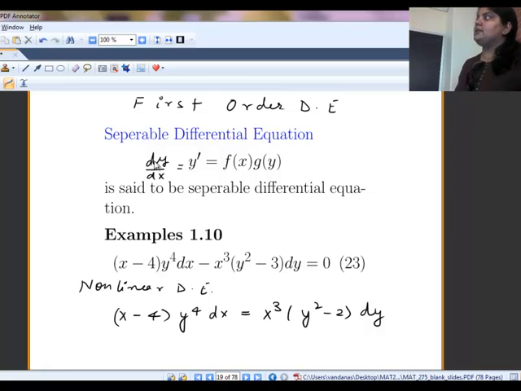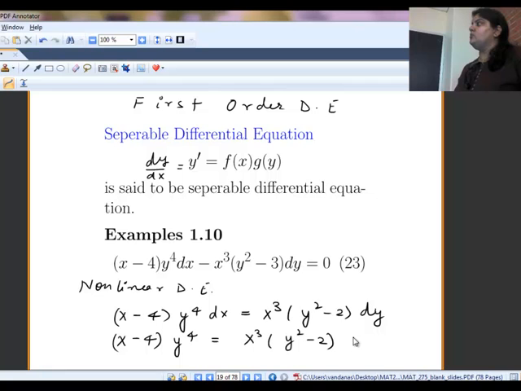What I want is dy over dx, right? So let's divide by dx. So we will get x minus 4 y to the power 4 equals x cube y square minus 2 dy over dx. Is it fine? Any question? Isn't it 3? Which one? Yeah, oh, y square minus 3. That's right, this is 3. Now it's okay? Yeah, y to the power 4 is there, and this is x cube y square minus 3.